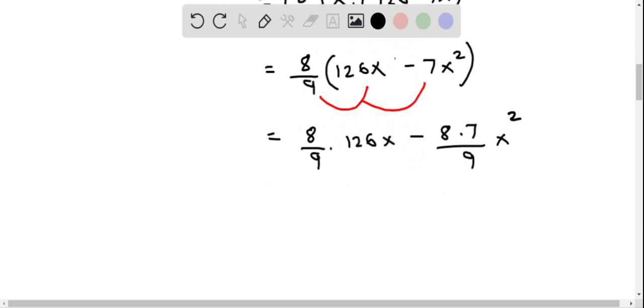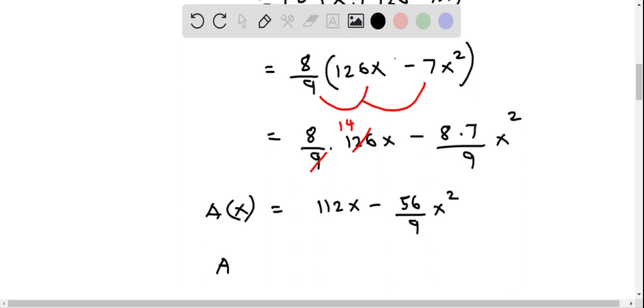126 divided by 9 is 14. So we can cancel this, that is 126 goes with 9 as 14 times, and then we multiply 14 with 8, and this gives 112. So the first term is basically 112x minus, this is 8 times 7 is 56 over 9 x squared. So this is the expression that we get for the function, area function A of x.